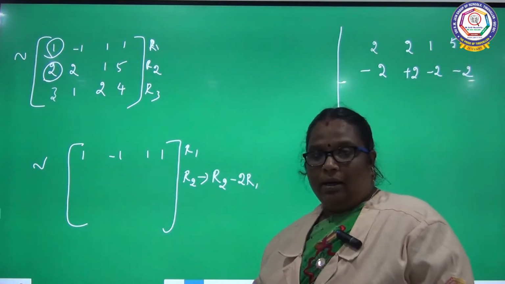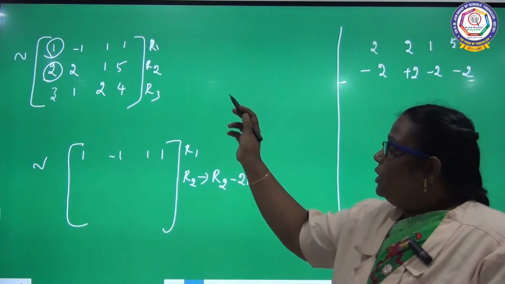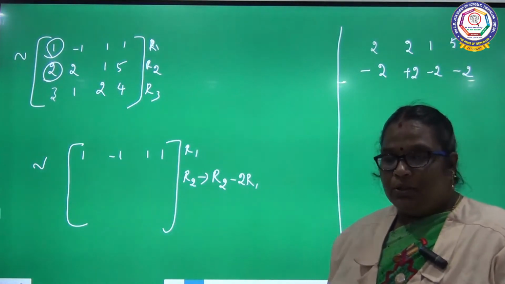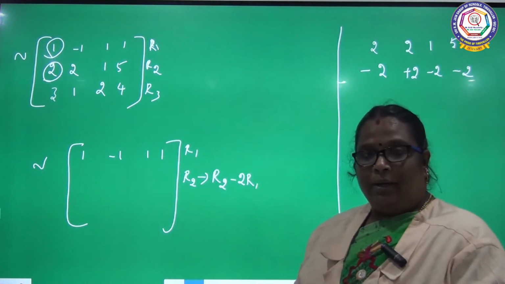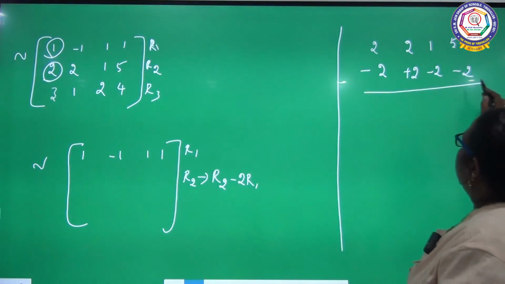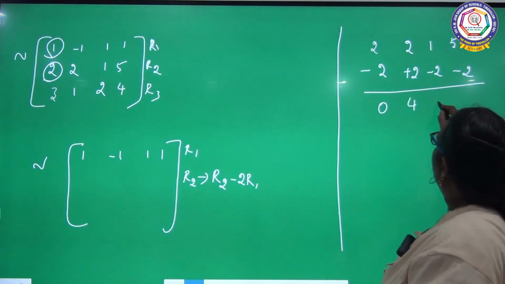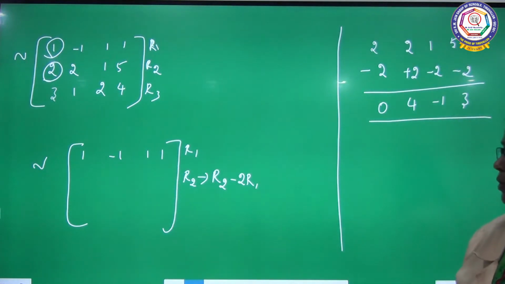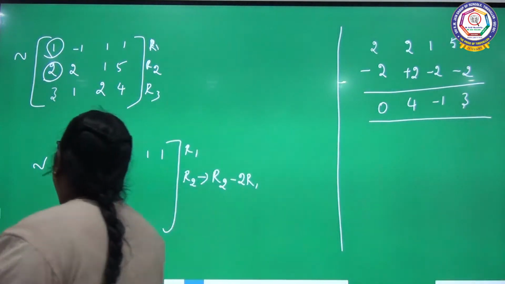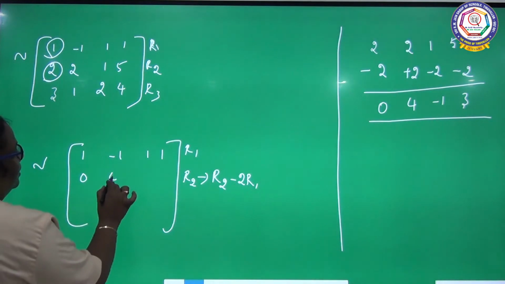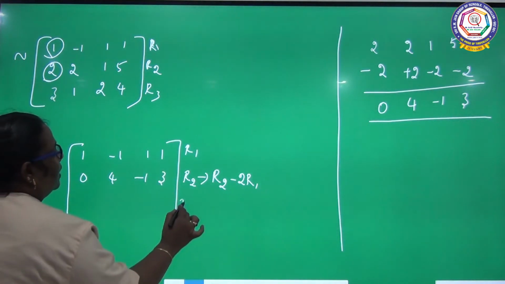Multiply R1 by -2: -2 into 1, minus 2 gives 0; -2 into -1 plus 2 gives 4; -2 into 1 plus 1 gives -1; -2 into 1 plus 5 gives 3. What is the value? 0, 4, -1, 3.